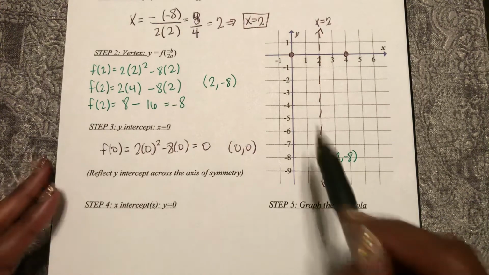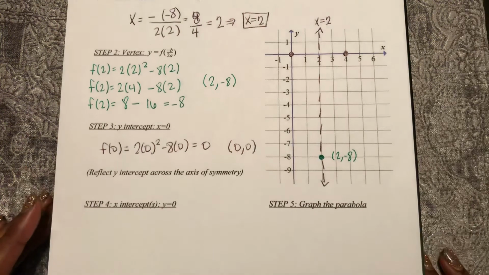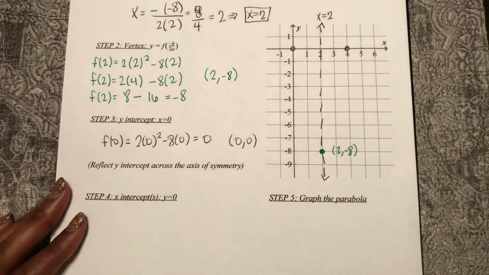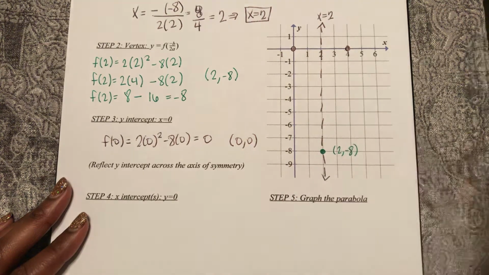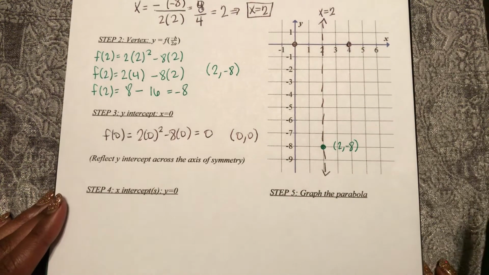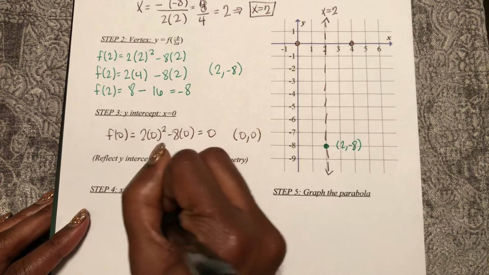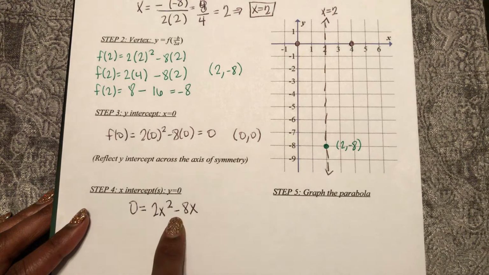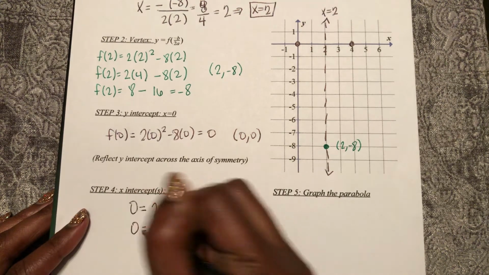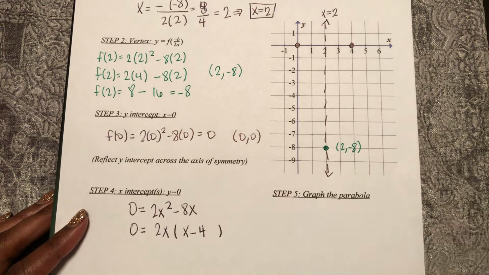So now what I've noticed is I've actually plotted my two x-intercepts, but let's go ahead and find those algebraically to confirm that x should be 0 and 4. So let's see if we get that by solving this equation. So I let y equal 0. 0 equals 2x squared minus 8x. To factor this, I know I have a GCF of 2x. So I factor out 2x, and that leaves x minus 4.